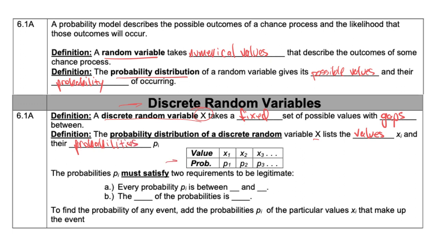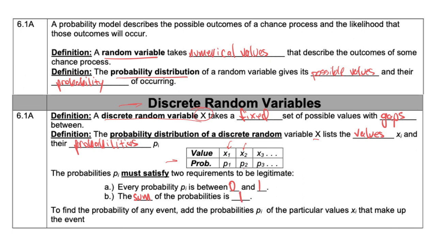And here's like a table. So for the outcome x1, it has a probability of p sub 1. The outcome x sub 2 has a probability of p sub 2, and so on. Okay. And the probabilities have to satisfy two requirements, and we've kind of already touched on this before. Each probability is between 0 and 1, and the sum of the probabilities has to add up to, yes, 1.